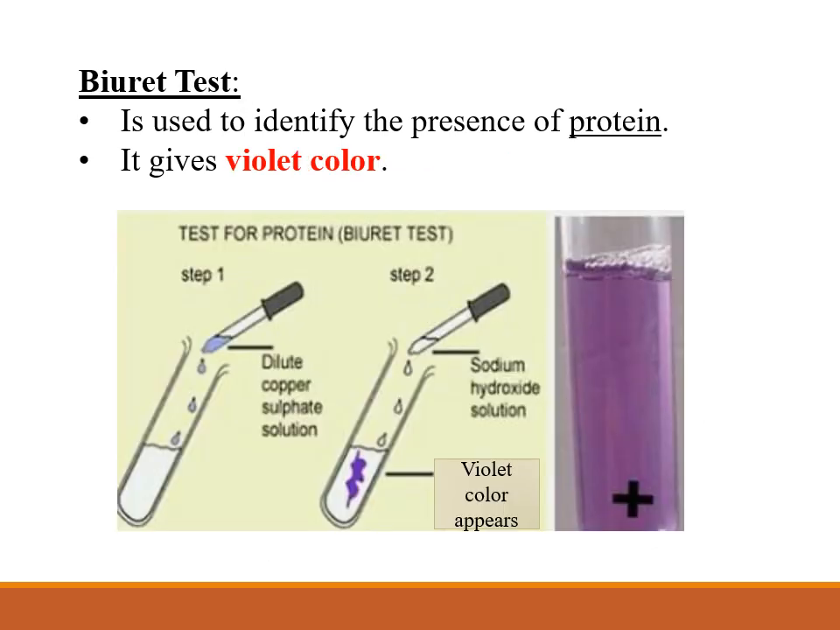The third test is the Biuret test. It is used to identify the presence of a protein. It gives a positive result, or a violet color, in the presence of a protein. If there is no protein, there is no violet color. After putting a few drops of copper sulfate solution and a few drops of sodium hydroxide solution, which both make the Biuret reagent, it should give violet color, and this violet color means that there is a protein in this food.